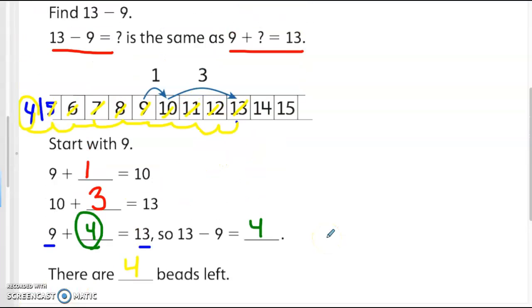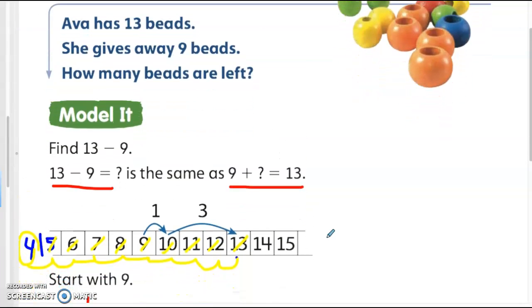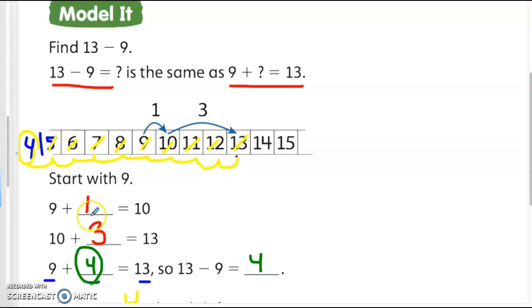We just talked about several different ways to find the answer to this. We added 9 plus 1 to get 10, right? We did 10 plus 3 to get to 13, and 9 plus 4 equals 13, or using a subtraction problem to find the answer.